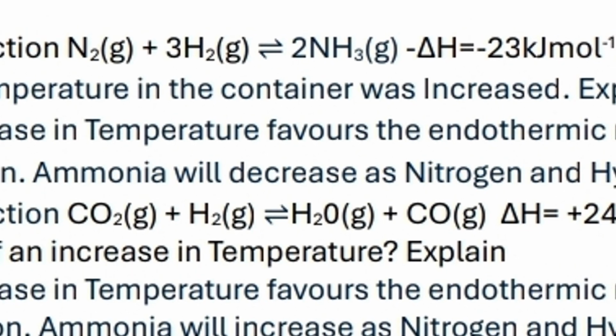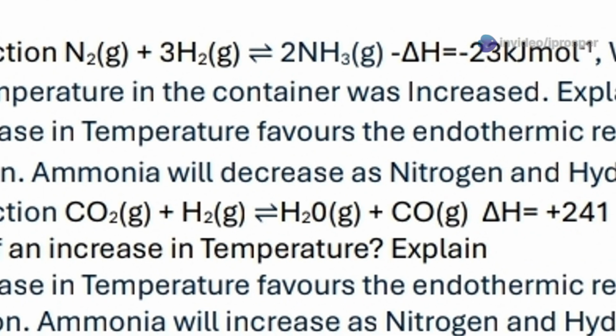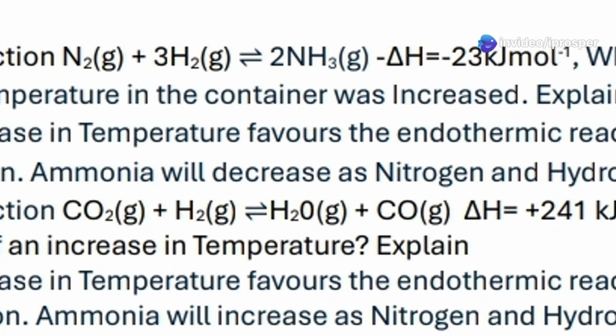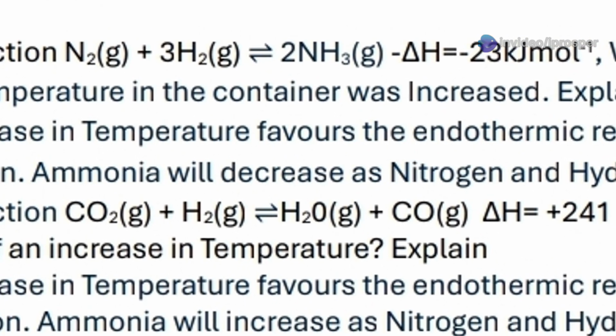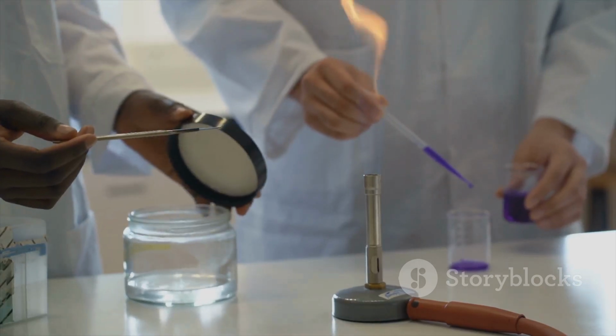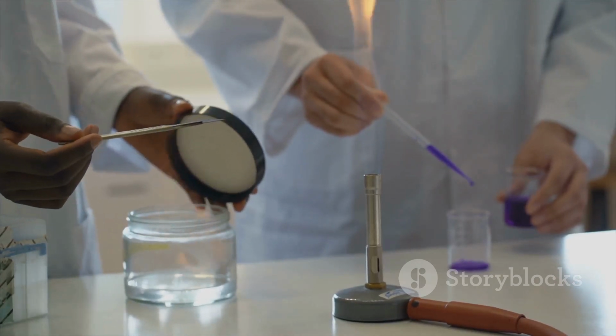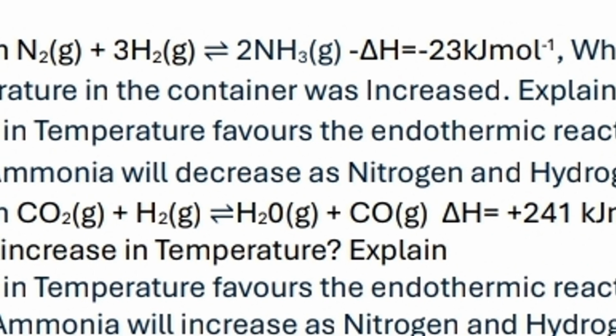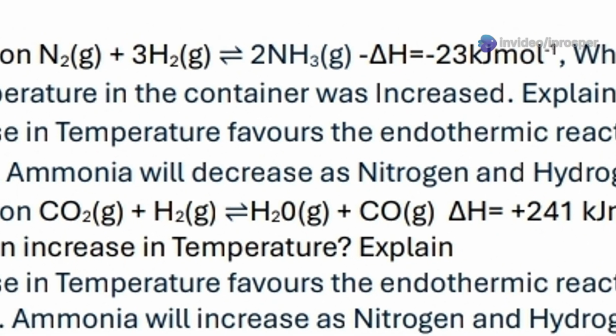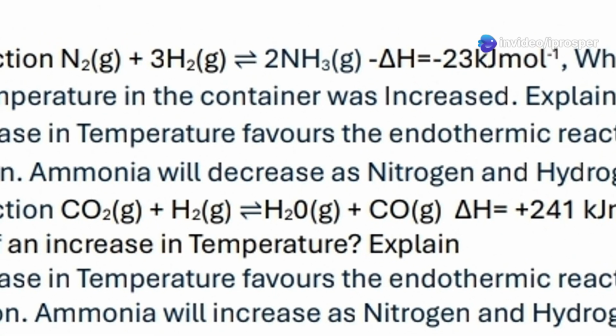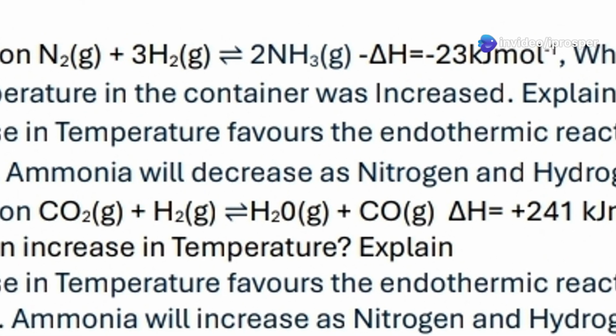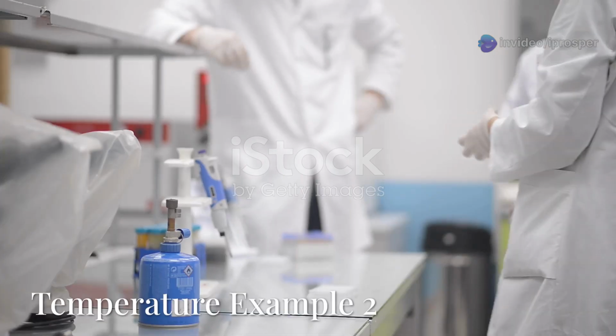For the reaction nitrogen gas plus 3 moles of hydrogen gas in equilibrium with 2 moles of ammonia gas, with a delta H of negative 23 kilojoules per mole, what would be the effect if the temperature in the container was increased? Well, an increase in temperature favors the endothermic reaction, which in this case is the reverse reaction. As a result, ammonia will decrease as nitrogen and hydrogen increase.